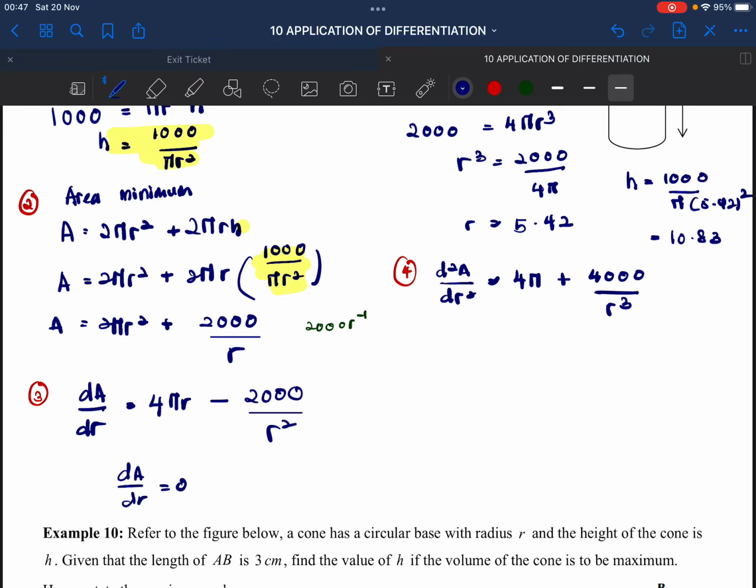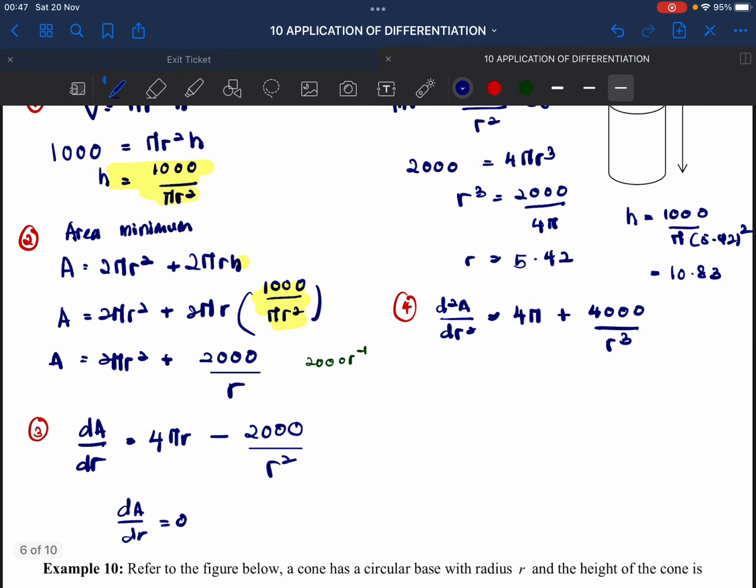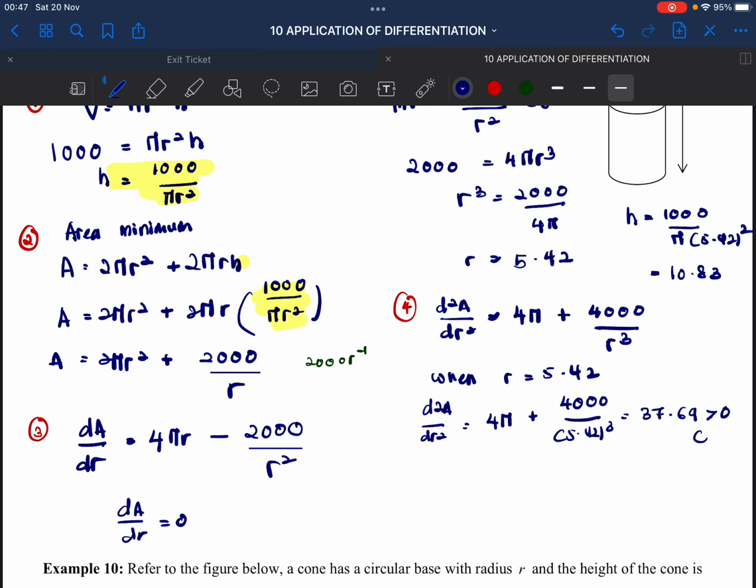Okay, so to make sure that the area is minimum, we will have to substitute the value of r. So when r equals to 5.2, second derivative we will get 4 pi plus 4000 over 5.42 cube. Here we'll get the answer 37.69, which is greater than 0. So this is a minimum. So our area is indeed minimum.